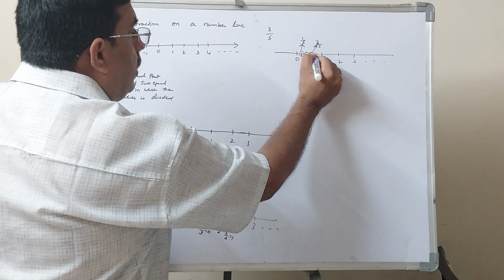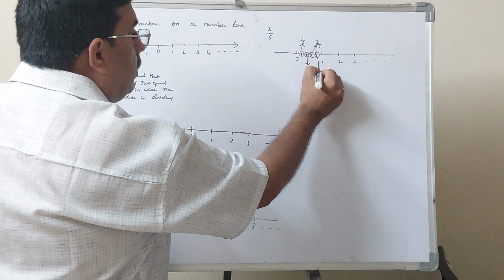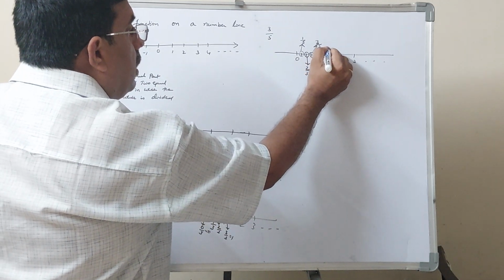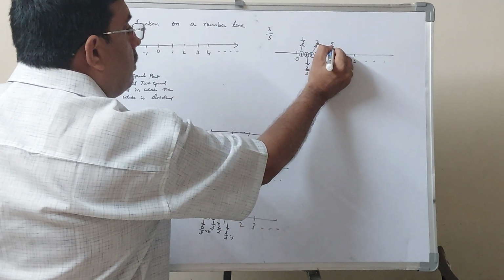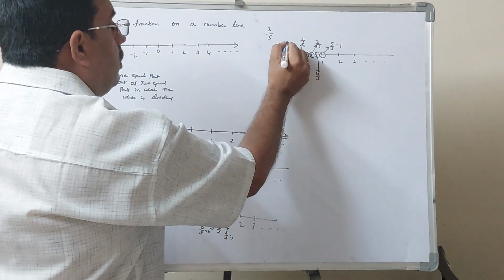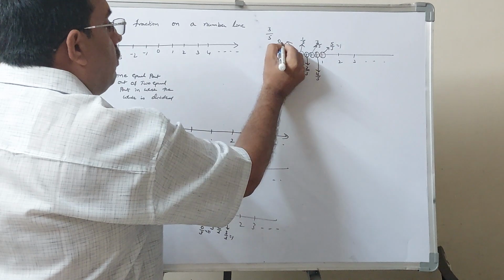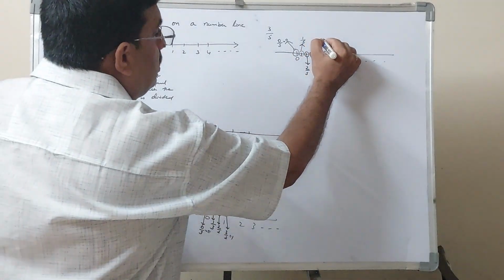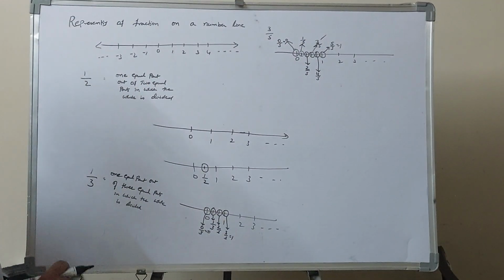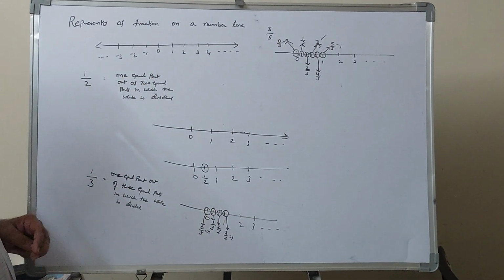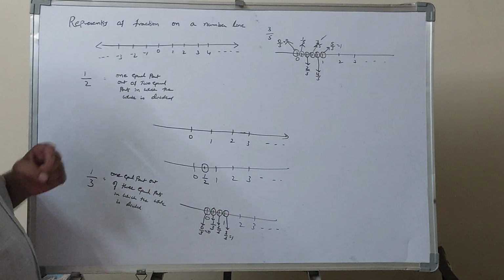Okay, this is 3 by 5. This is 4 by 5. This is 5 by 5, which is equal to 1. This is 0 by 5, which is equal to 0. This is the way of representing 3 by 5. So this is the way of representing a fraction on a number line. Clear?